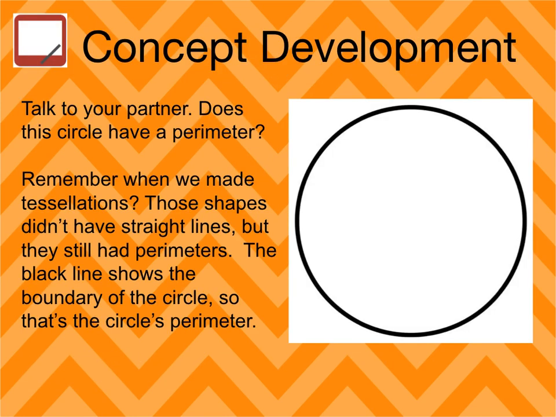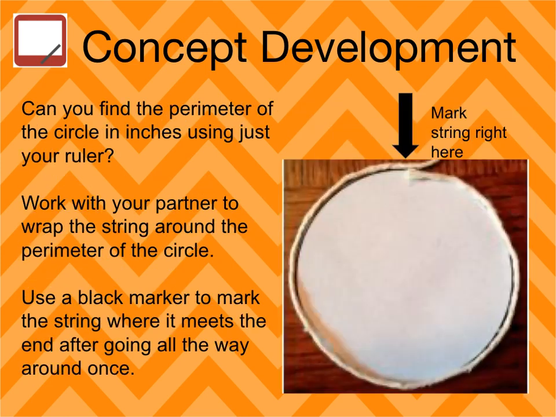Okay, all right, boys and girls, so I want you to think, does this circle have a perimeter? You remember last Friday when we made our tessellations, those shapes didn't have straight lines, but they still had perimeters. The black line shows the boundary of the circle, so that's the circle's perimeter. Can you find the perimeter of the circle in inches using just a ruler?